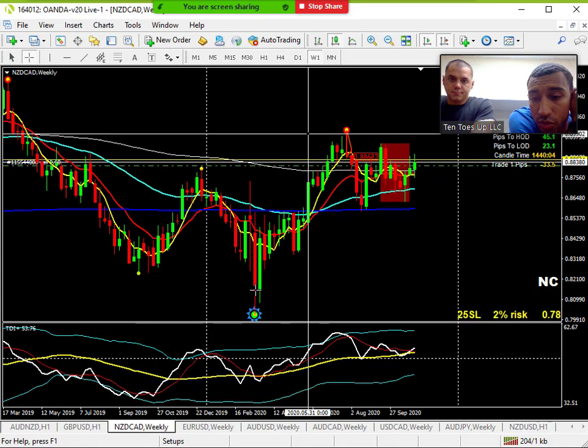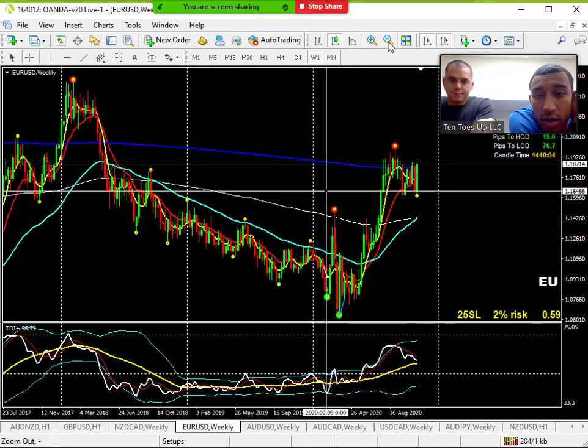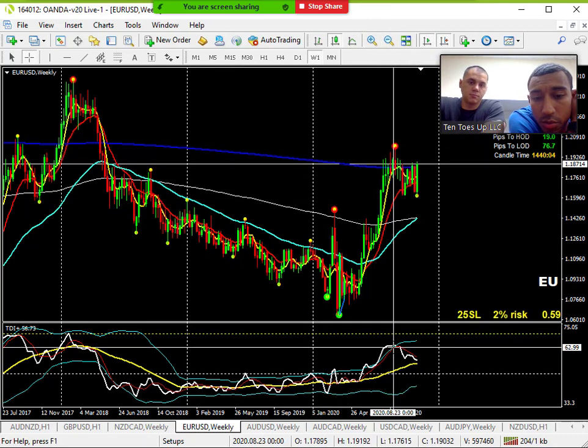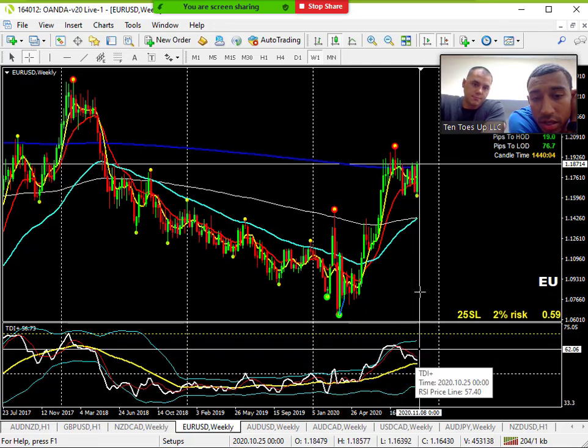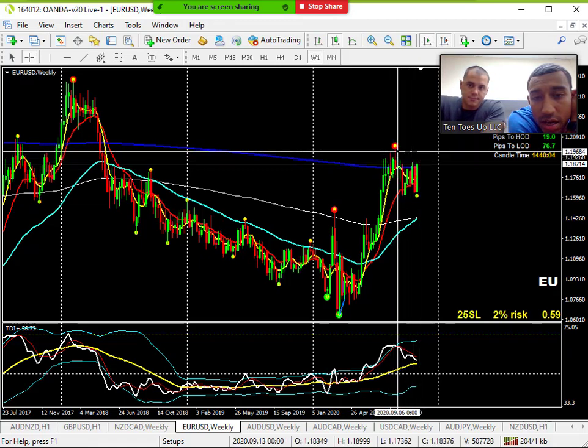Next is New Zealand. We'll go over EU instead. Next is the Euro and USD. We have a moon right here at the Bollinger Band, come right above the 50 EMA. You see we have a star here coming back up to retest this high right here.